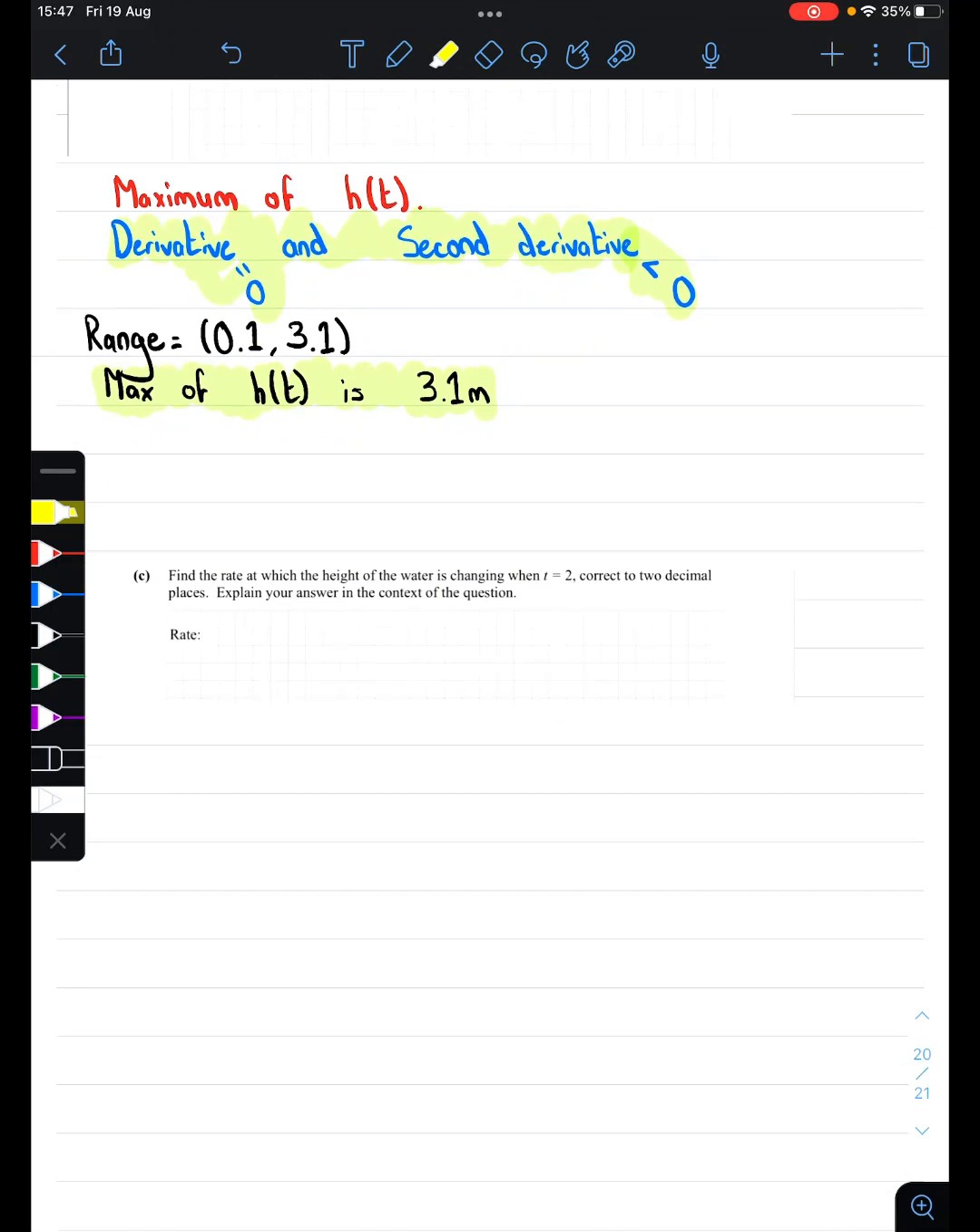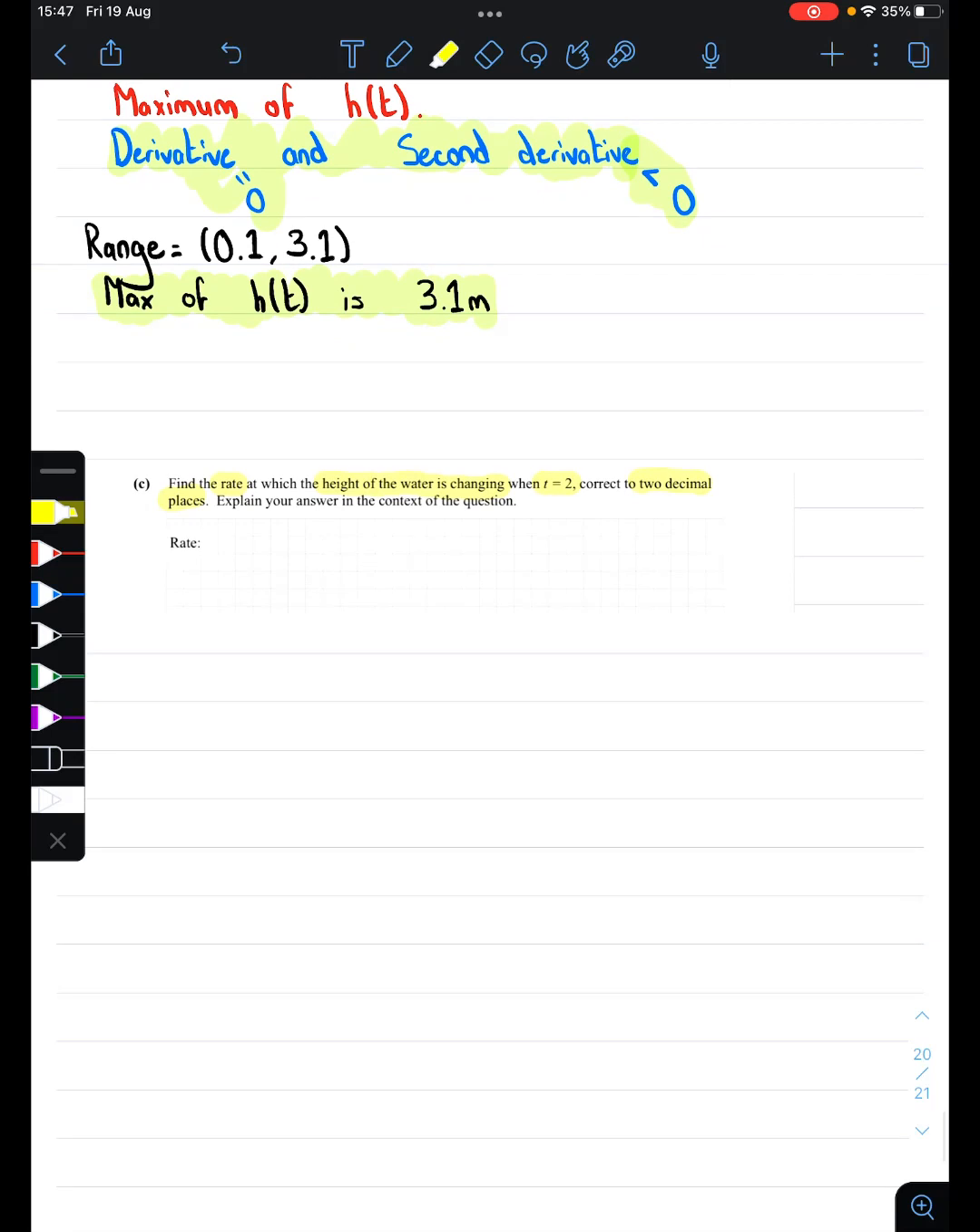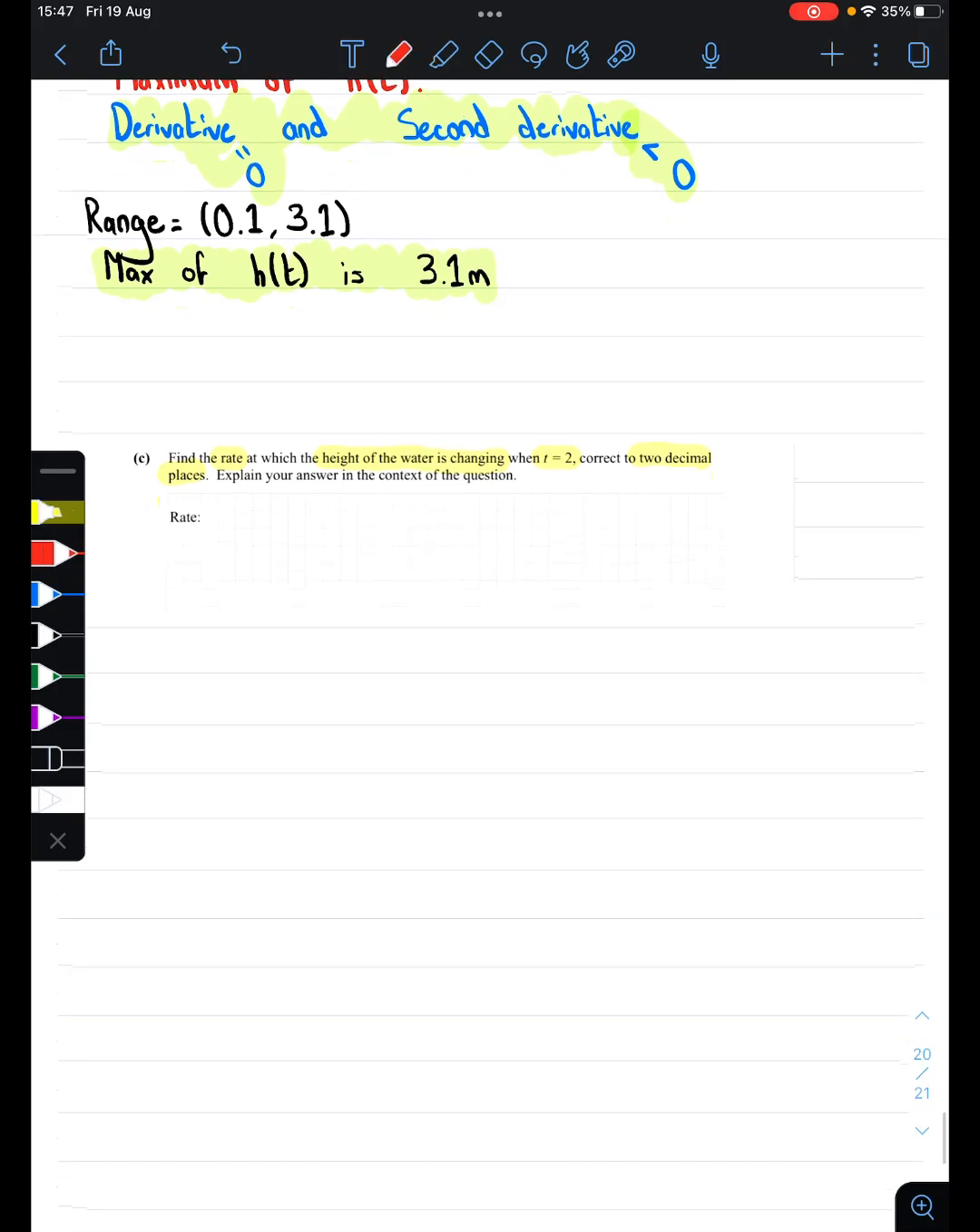Now on to part C. Find the rate at which the height of the water is changing when t equals 2, correct to 2 decimal places. Explain your answer in the context of the question. So first of all, let's find the rate. Again, we have our function h of t, the height of the water as a function of time, 1.6 plus 1.5 cosine pi over 6t.